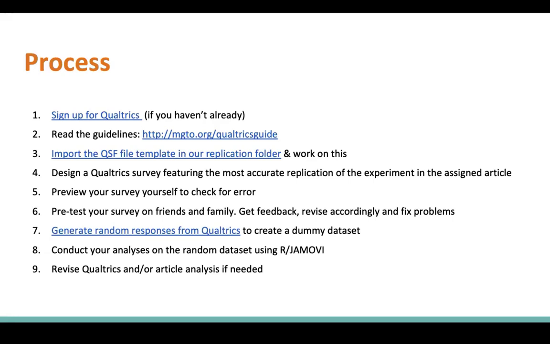After that, we want you to pre-test your survey on your family and friends, and then get feedback, revise accordingly, and see if there's any problems that you need to fix. After that, we want you to generate random responses from Qualtrics and to create a dummy data set. And then we want you to conduct your analyses on the random data set using R or Jamovi, and then revise Qualtrics and/or article analysis if necessary.